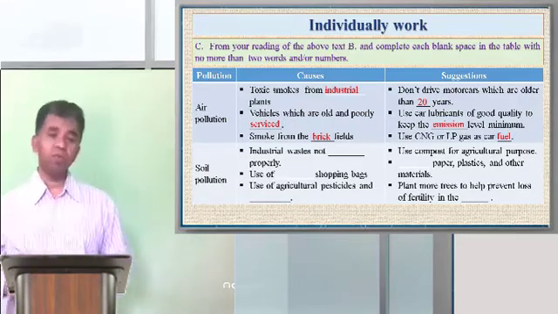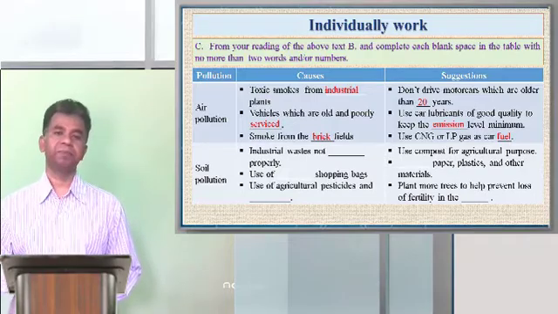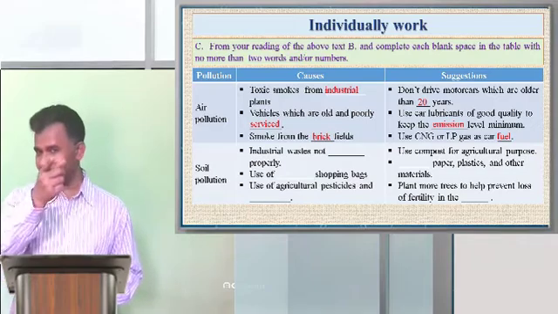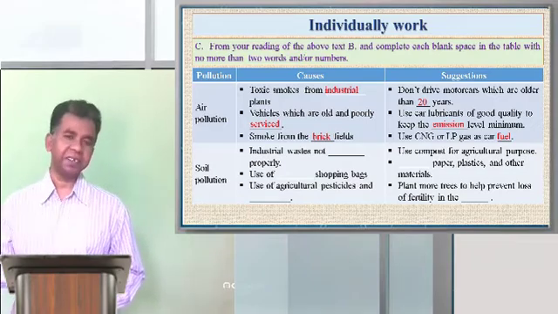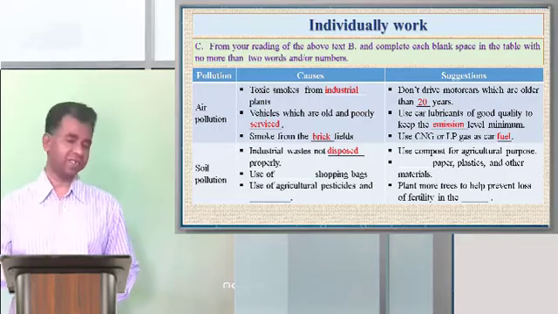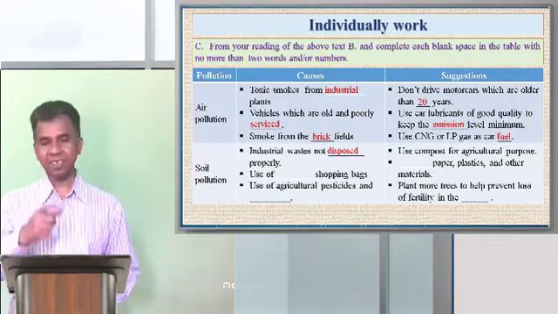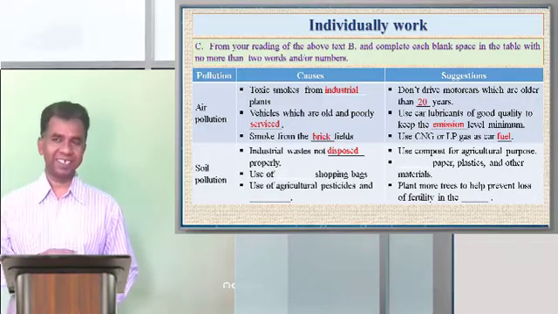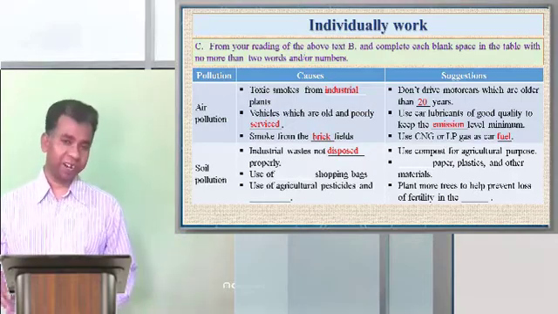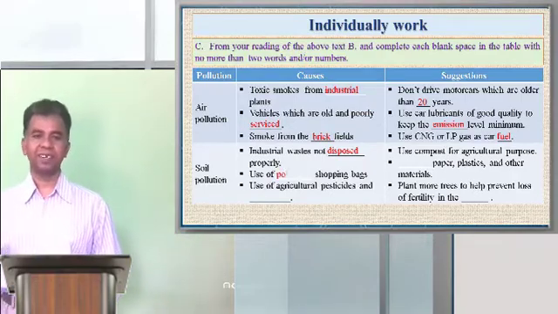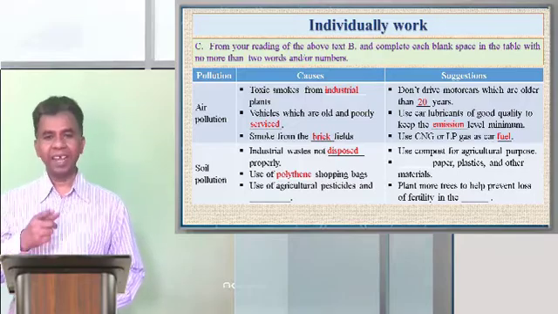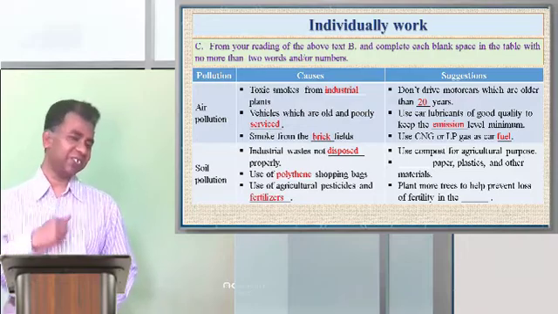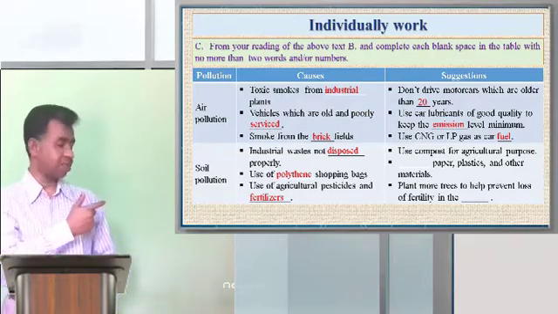Now second, soil pollution causes. Industrial waste not dash properly. Yes, your answer is correct. Disposed. The next word, use of dash shopping bags. Yes, this is very common. Polythene shopping bags. Use of agricultural pesticides and fertilizer. Okay, this is the cause.